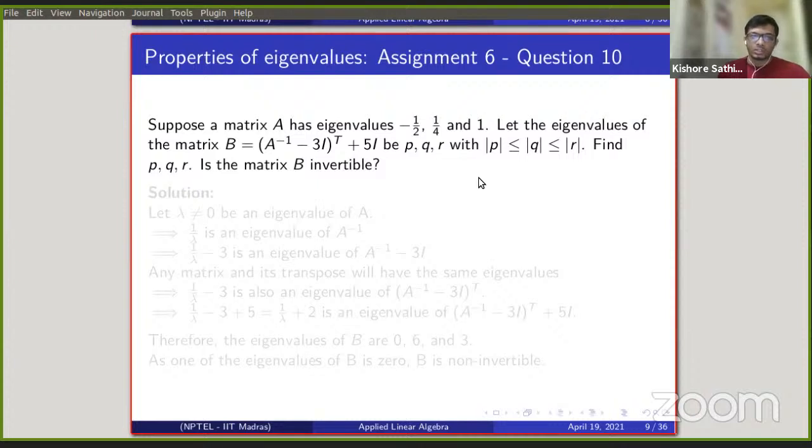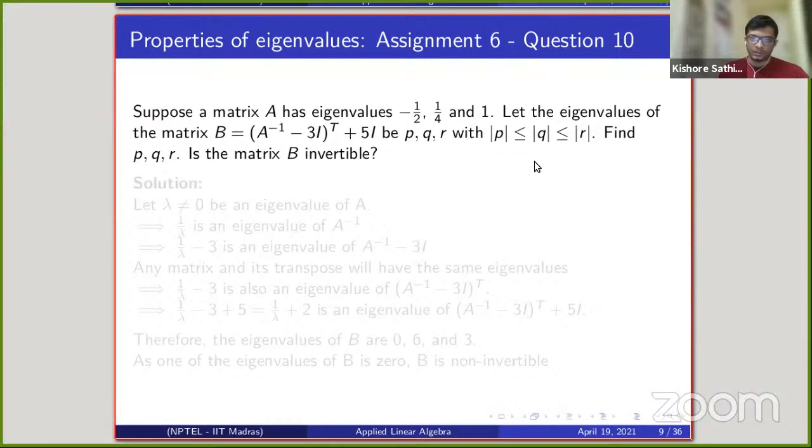Okay. So this question deals with the properties of eigenvalues. This uses several of the properties that sir would have mentioned during the lecture. So let's look at the question. We have a matrix A, and we've been given that the eigenvalues are minus half, 1 by 4, and 1. And we're given a matrix B in terms of matrix A: A inverse minus 3I, the whole transpose, plus 5I. And the eigenvalues of this are P, Q, R, with the condition mod P less than mod Q less than mod R. Anyway, for this question, it doesn't really matter.